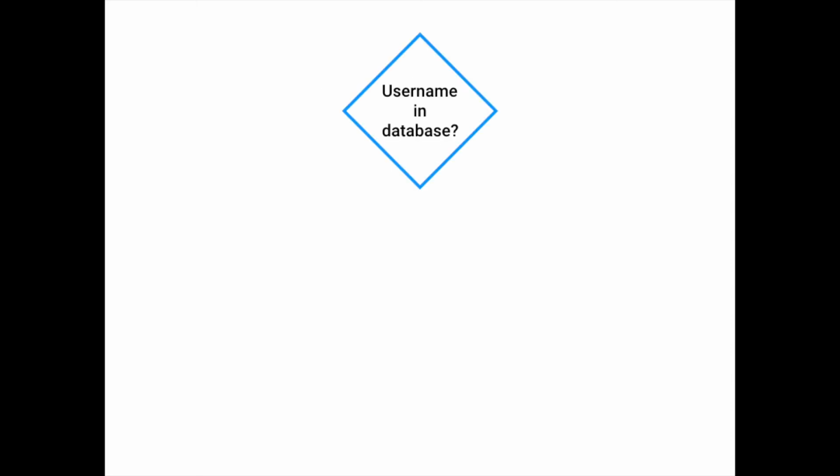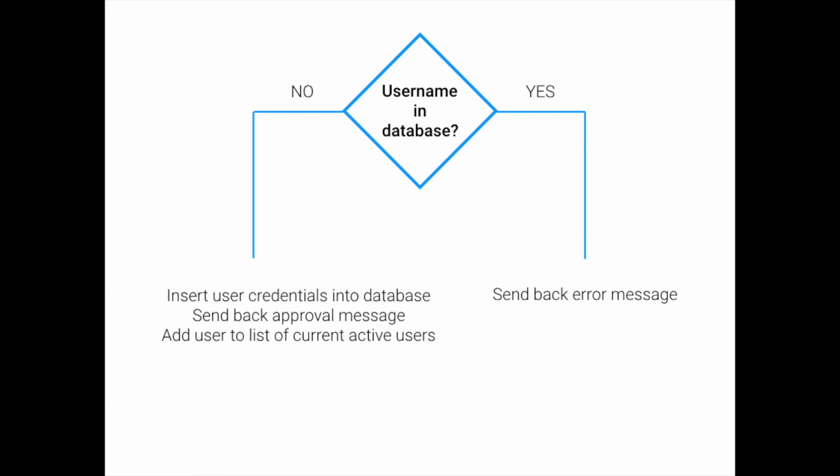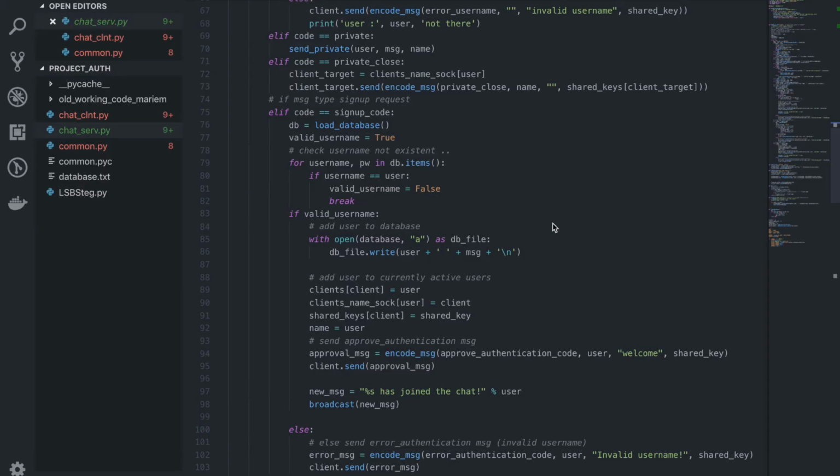The server checks if the username already exists in its database. If so, the server sends back an error message to the user prompting them to choose a different username. If not, the server inserts the user's credentials into the database, sends to the user an approval message, and adds the user to the list of current active users. This can be seen here.